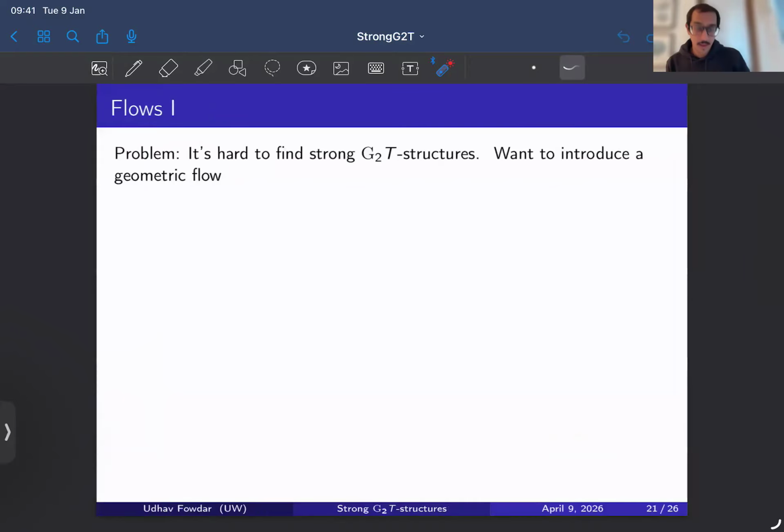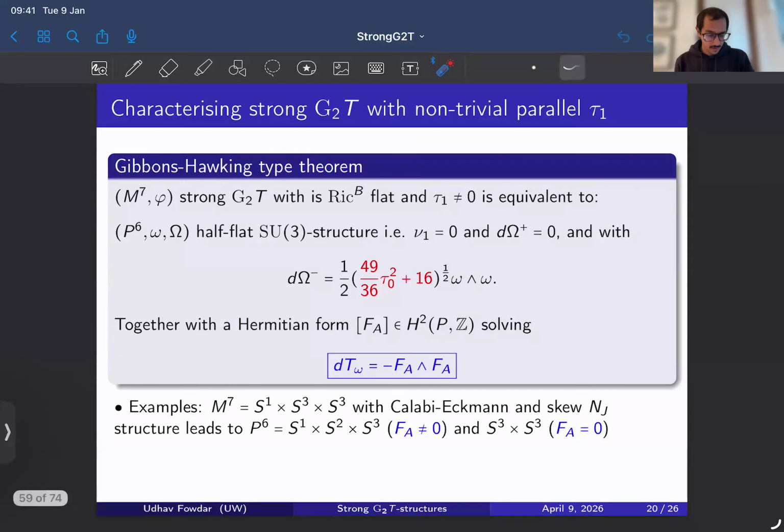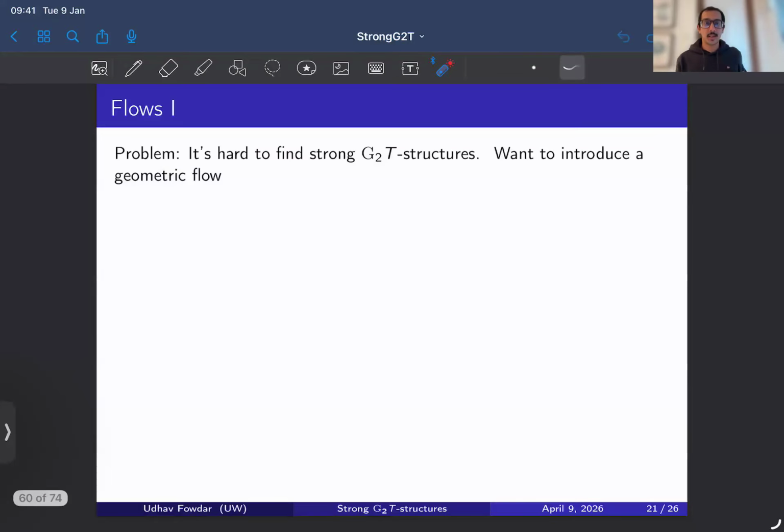Okay, so now I'm going to move to the flow bit. Is there any question, comments, maybe anything I said not too clear? Okay, probably not.